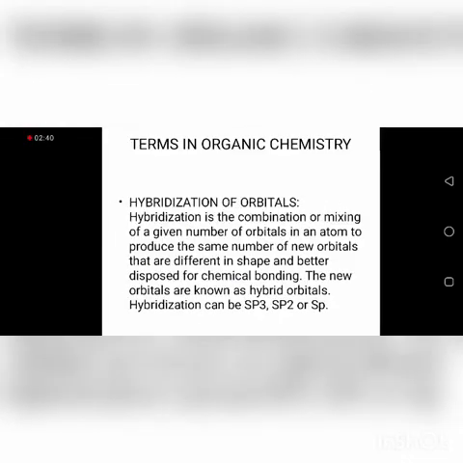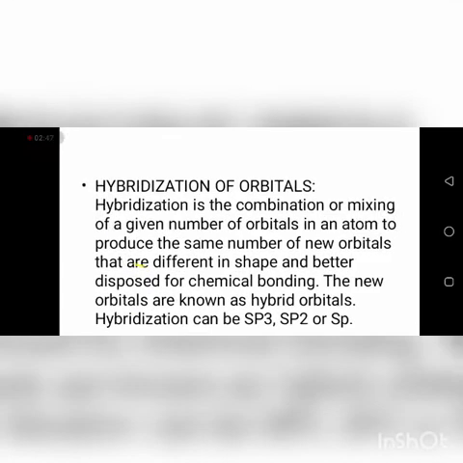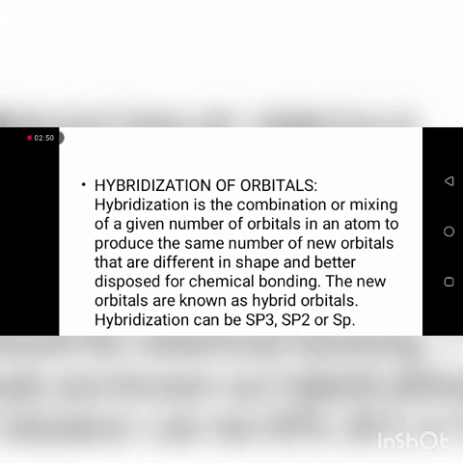So, having known the characteristics of organic compounds, we are now going to look at terms that we use in organic chemistry. The first one is hybridization of orbitals. What is the meaning of that? Hybridization is the combination or mixing of a given number of orbitals in an atom to produce the same number of new orbitals that are different in shape and better disposed for chemical bonding. The major three hybridizations we have in organic chemistry are sp3, sp2, and sp.